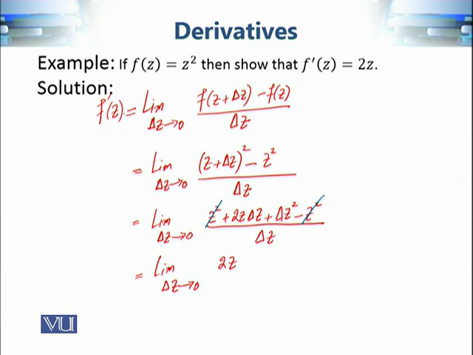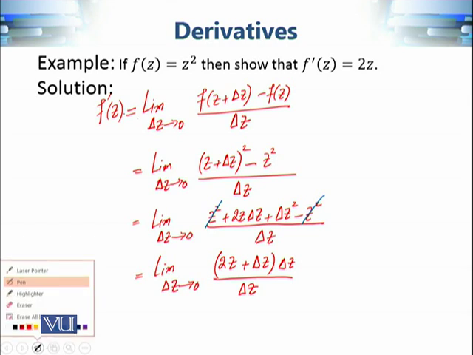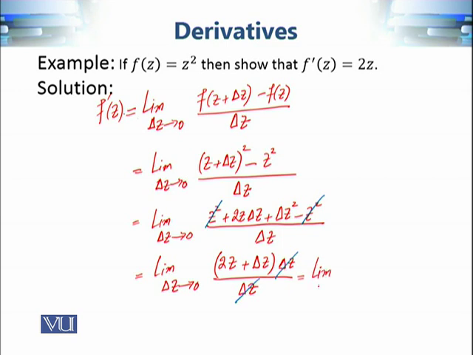2z delta z plus delta z square over delta z. Now we can take delta z common, so it is delta z times 2z plus delta z in the numerator, and this delta z in the denominator. Now since delta z is not 0 but some number which is approaching 0, that's why we can cancel out this thing. Of course if some number is 0, then we cannot cancel out like this, and then we have the following result. The limit as delta z approaches 0 of 2z plus delta z.